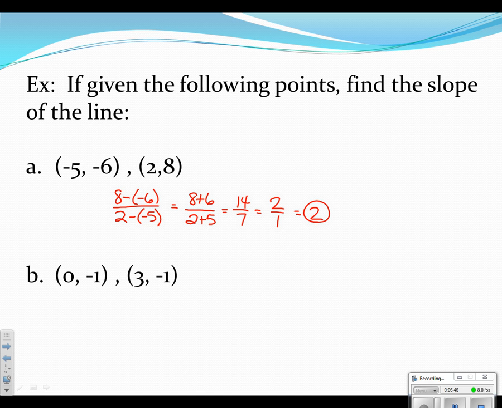Point B, let's take a look at that one. My y's: negative 1 minus a negative 1 for my rise, and 3 minus 0. Well, on top I've got a negative 1 plus a 1. And I think most of you could see that. Your y went from negative 1 to negative 1. It didn't change. Makes perfect sense that we're getting a rise of 0. So that one has a slope of 0. We would end up graphing a horizontal line with that one.